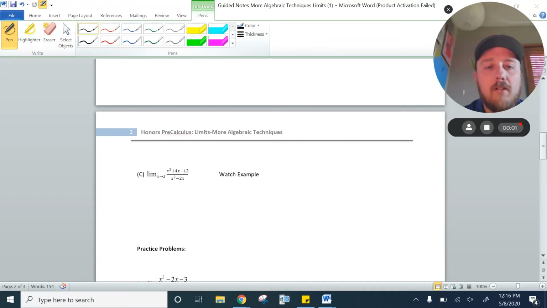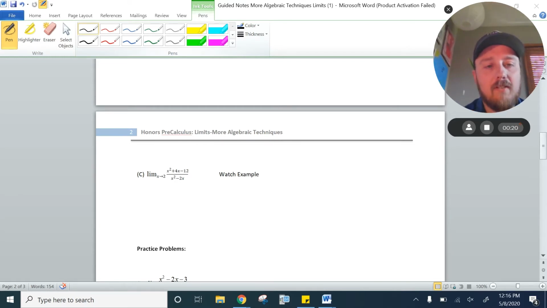All right, everyone, we are on to our third example for our algebraic techniques. So let's take it to the limit one more time. We have x squared plus 4x minus 12 on the top, and x squared minus 2x on the bottom. We're looking for the limit as x approaches 2.